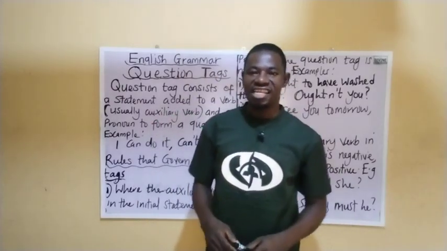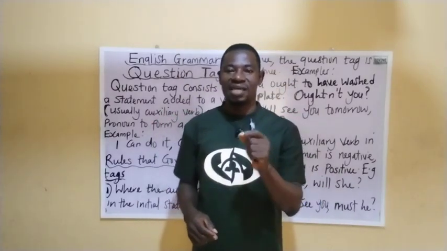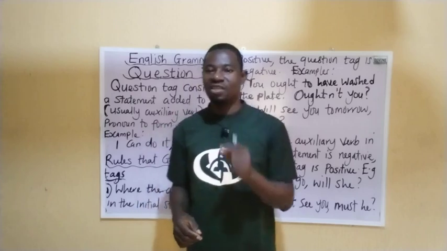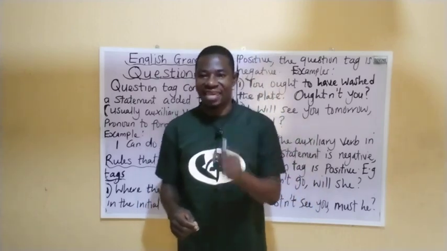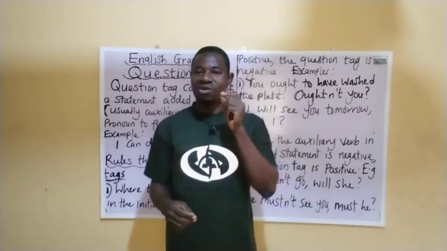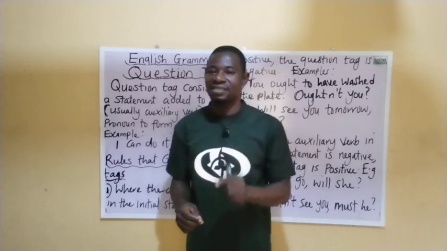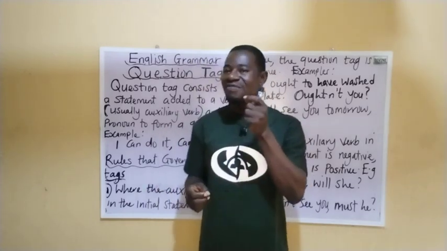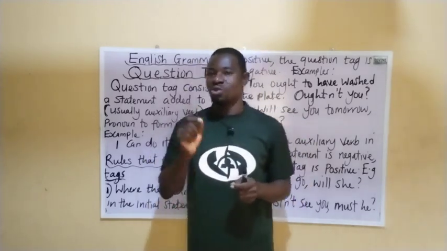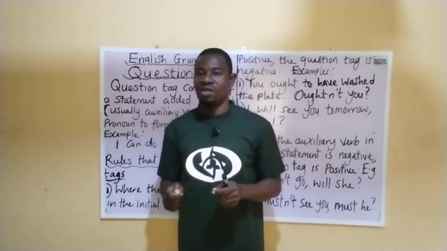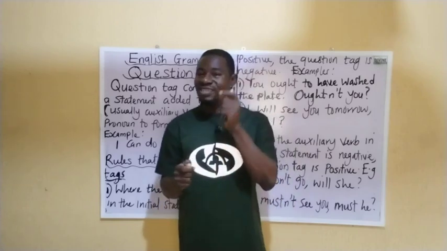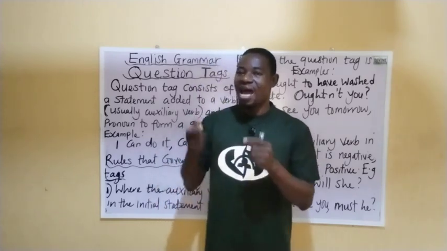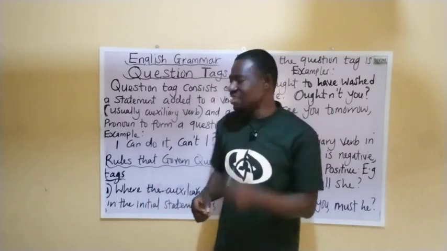Today, in English grammar, we'll be looking at the topic question tags. The question is, what is a question tag? A question tag consists of a statement added to a verb, usually an auxiliary verb, and a pronoun to form a question. What this means is that question tags are usually formed using auxiliary verbs and pronouns. Okay, fine, let's see an example.